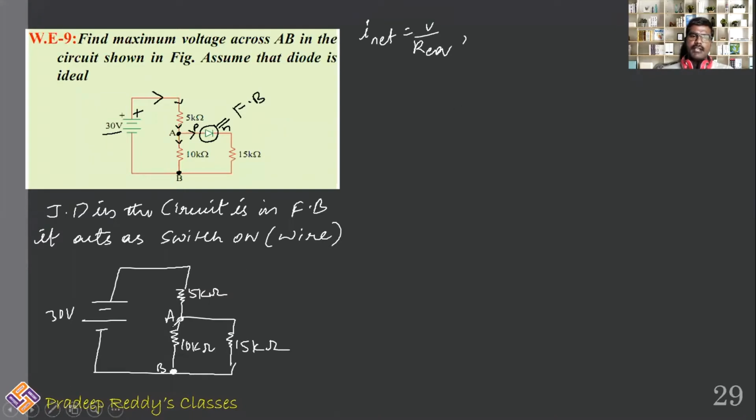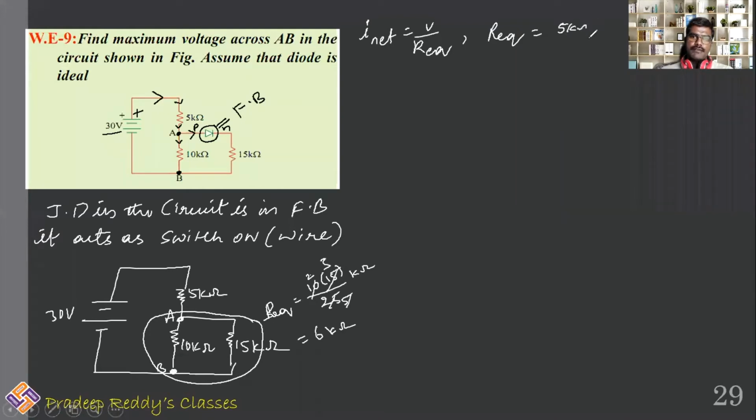Equivalent resistance: 10 kilo ohm and 15 kilo ohm, these two are connected in parallel. As these two are connected in parallel, R equivalent can be written as 10 into 15 divided by 25 kilo ohm. This gives you 5 3s 15, 5 5s 25, 5 2s 10, 3 into 2, which is equal to 6 kilo ohm. Now 6 kilo ohm and 5 kilo ohm both are connected in series. Therefore, R equivalent will be equal to 5 kilo ohm plus 6 kilo ohm. R equivalent will be equal to 11 kilo ohm.